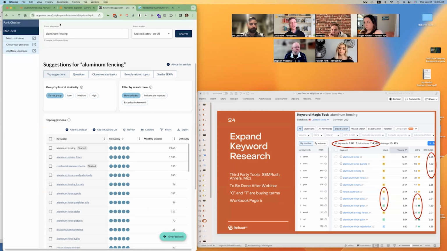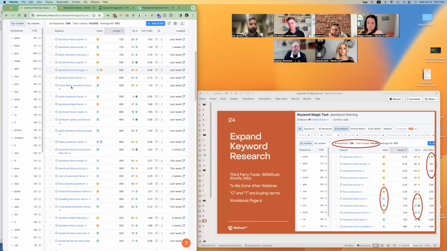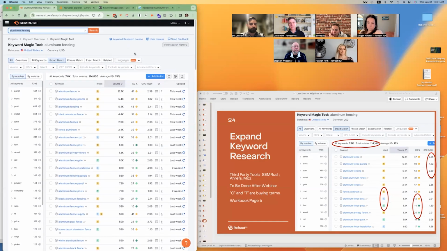What you're going to do is enter the keyword into the tool. Like here, I put in aluminum fencing, and it returns a whole bunch of different keywords. What you're looking for here is the search volume. It's going to show you the intent of the searcher, so is it a buying term or a research term? It's going to show you how difficult it is. It'll show you the cost per click, which becomes really important because we can actually tell from this how much it's going to cost to get a customer and how much it's going to cost to get a lead.